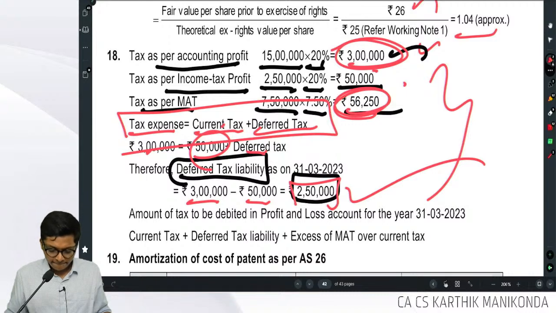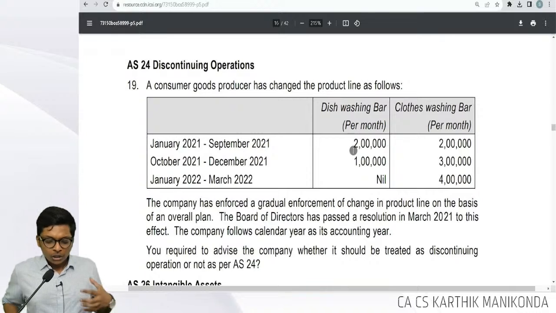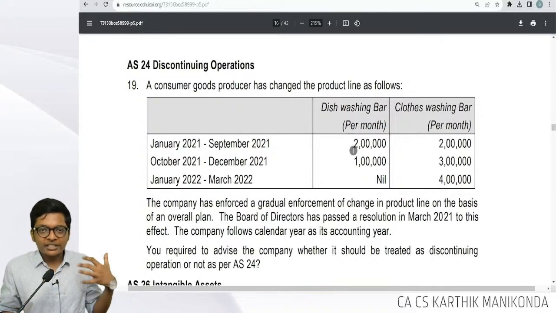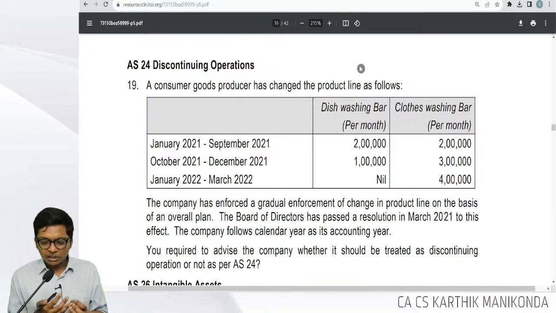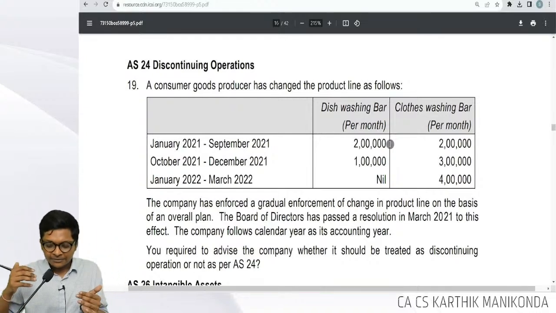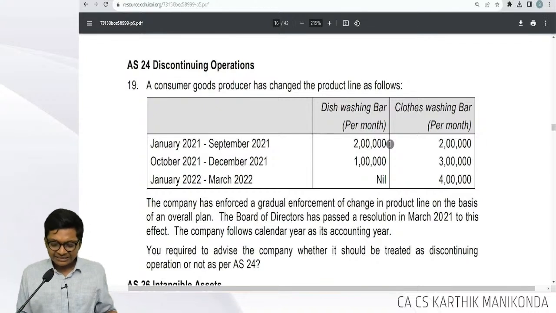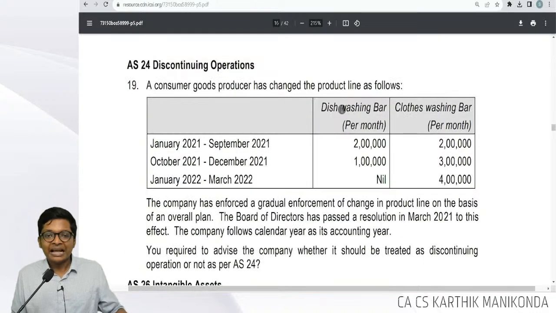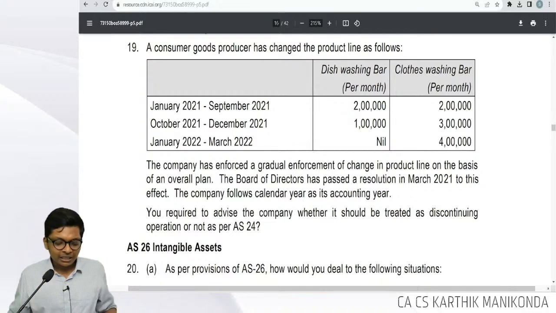Now look at this sum. Discontinuing operation. I told you gradual or evolutionary phasing out is not a discontinuing operation. If you look at this, the number of dishwash and clothes washing bars was 2 lakhs in both, then 1, 2 became 3, then 1 became 0, the 2 lakhs of clothes washing bar became 4 lakhs. They're asking, is this a discontinuing operation? Answer is no, because gradual or evolutionary phasing out of a product is not a discontinuing operation.